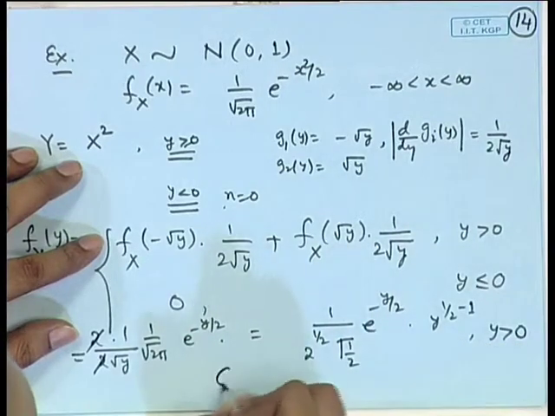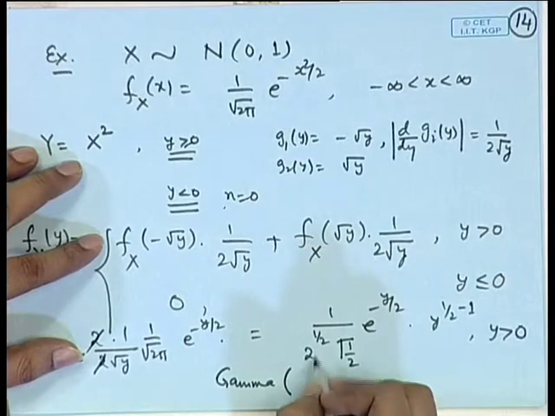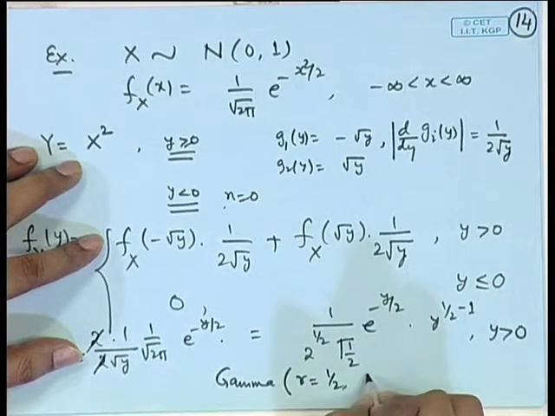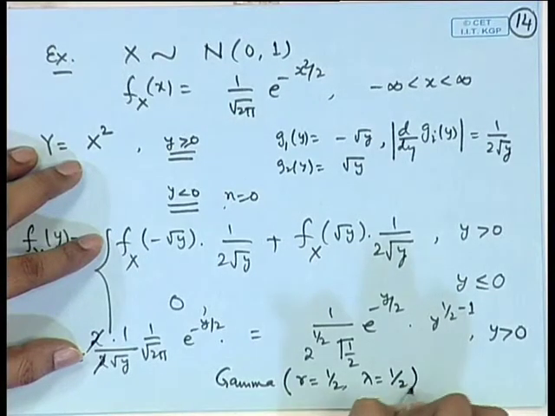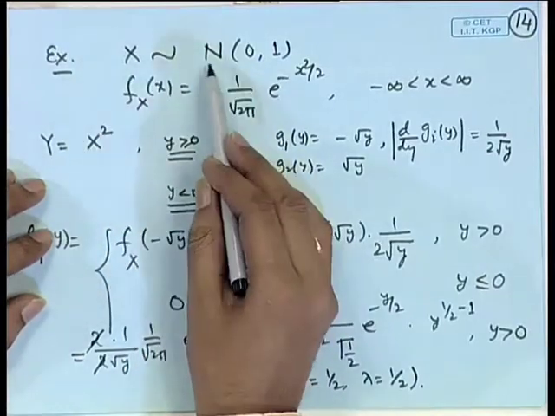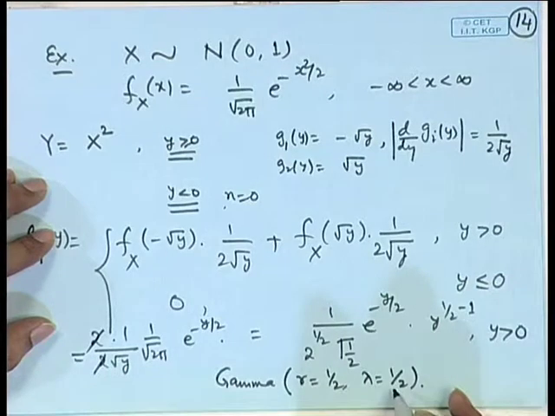This is nothing but a gamma distribution with r is equal to half and lambda is equal to half. So, you can see here the square of a standard normal random variable is a gamma random variable.